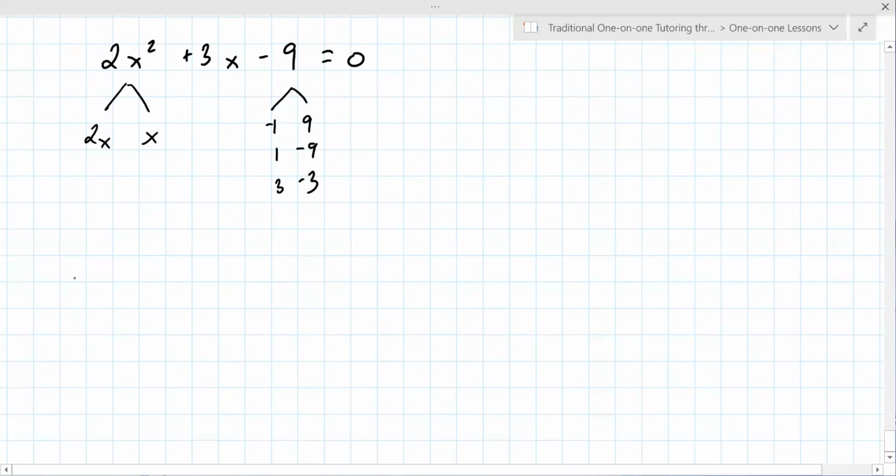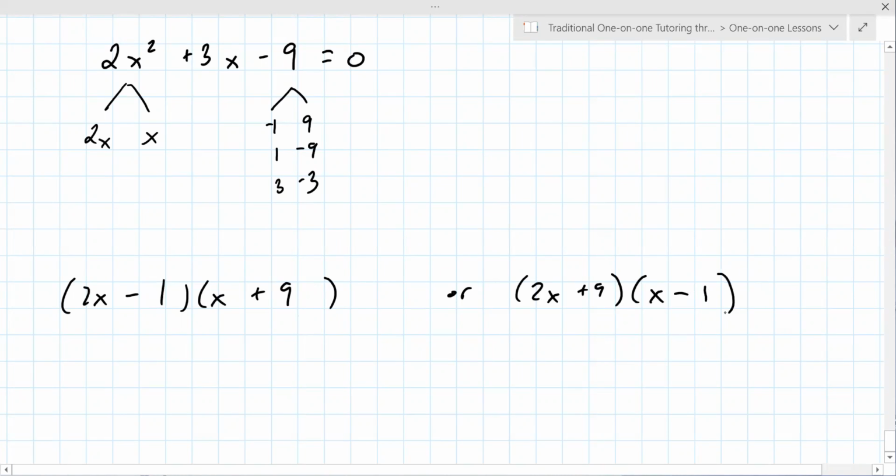Okay, so then when you have it like that, it's 2x and x. So it could be this, or you could flip it. It could be 2x plus 9, x minus 1, or 2x plus 1, x minus 9. So we're figuring out how that 9 and the 2 make 1. Well, the 2 and the minus 9 make 3.